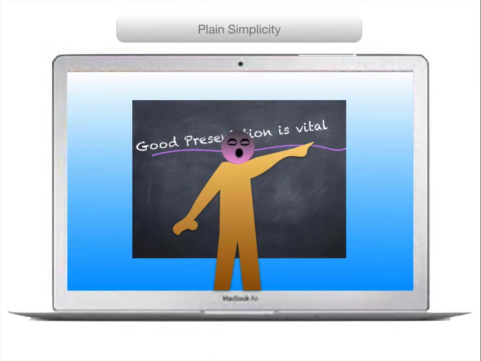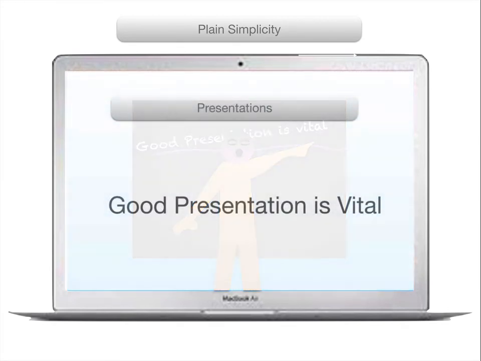This is what I mean by simplicity. Here is an instructor standing in front of a blackboard with the writing going uphill with some lowercase letters and some capital letters and a wiggly purple line. Here's the way I think it should be. Good presentation is vital. Absolute clarity.